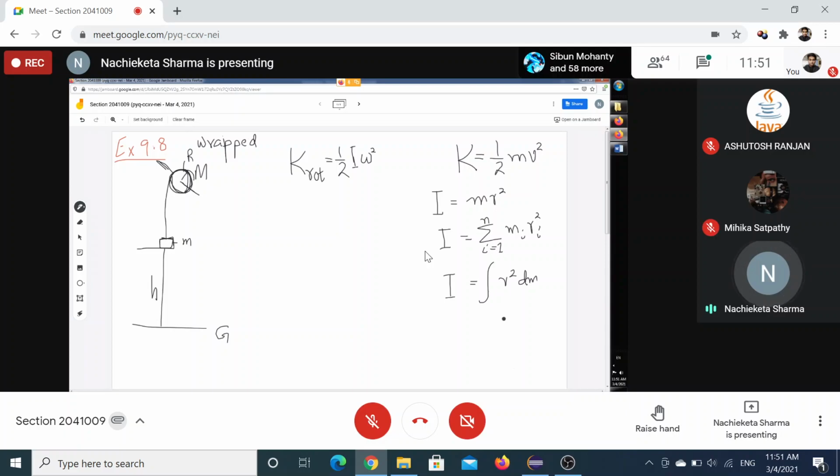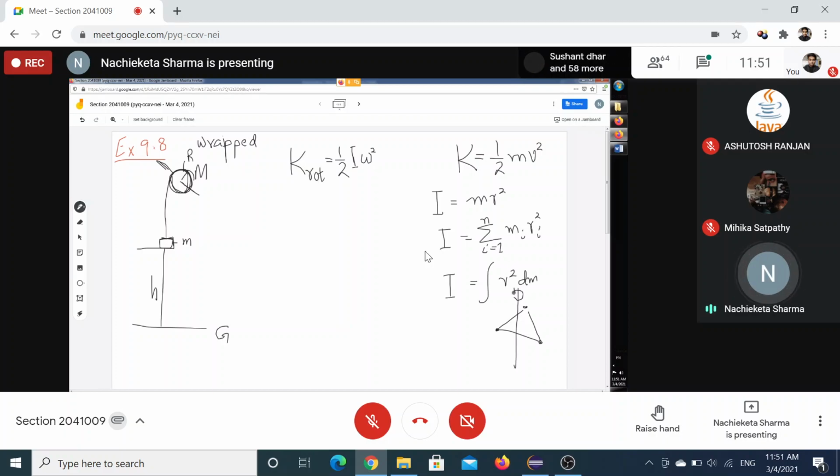If I have got a body, suppose I have got a body like this. Let us assume this is one mass point, this is another mass point, this is another mass point, and the body is connected with light rods. Suppose like this, very light, massless rods. And now the whole body is rotating about this axis.